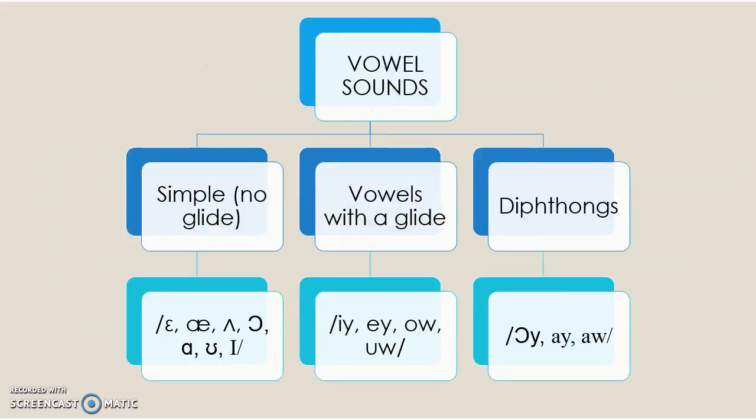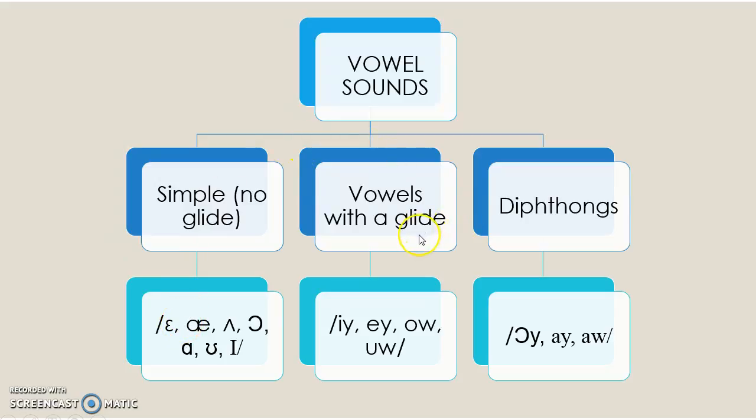The 14 vowel sounds of the English language are classified into 3 categories. We have the simple sounds, and these are called simple because they have no glide that accompanies them, and they are e, o, a, u, and I. These sounds, as I said before, are simple because it's just the sound.